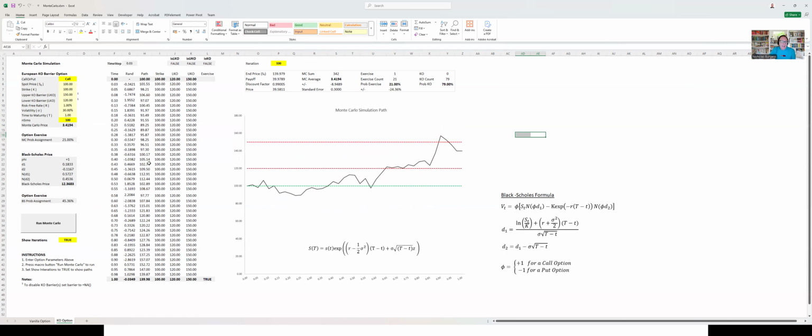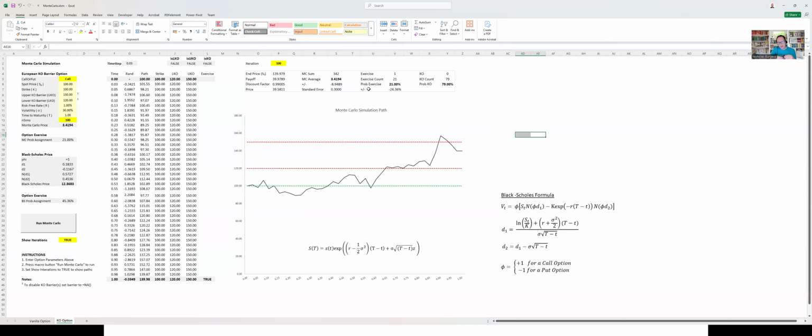So this is interesting. In this spreadsheet, I'm capturing the probability of exercise and the probability of knockout. What's beautiful about this is I can adjust my barriers, and this simulation spreadsheet will tell me the probability of exercising with these barriers in place and the probability of knockout, and we could maybe set the boundaries to make the option cheaper.